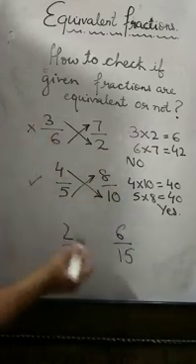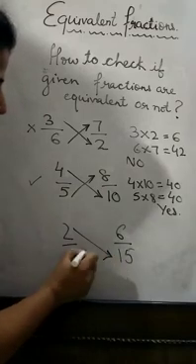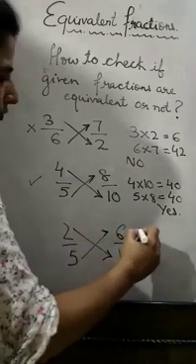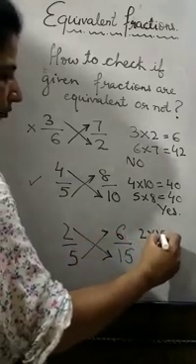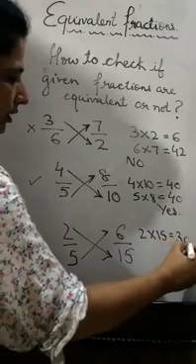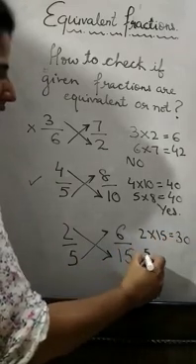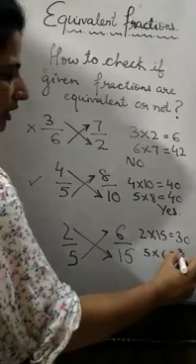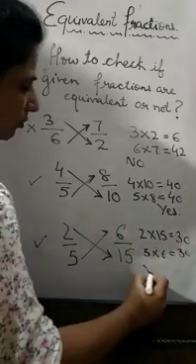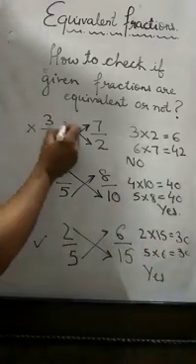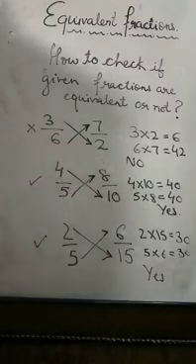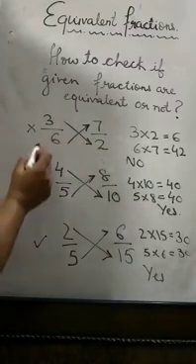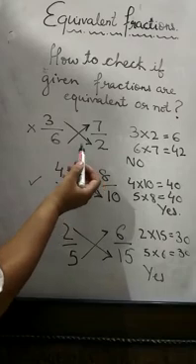These were not. Let's see another example. So here 2 with 15. So 2 multiplied by 15. 15 2s are 30. 5 multiplied by 6 is also 30. So yes, they are also equivalent fractions. So by using cross multiplication, we can easily find out whether the given pair are equivalent fractions or not.